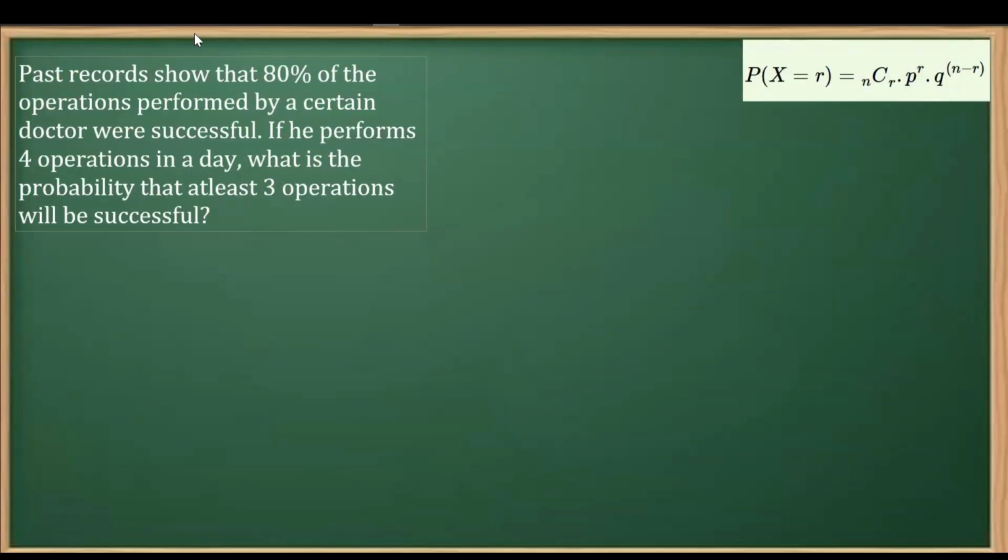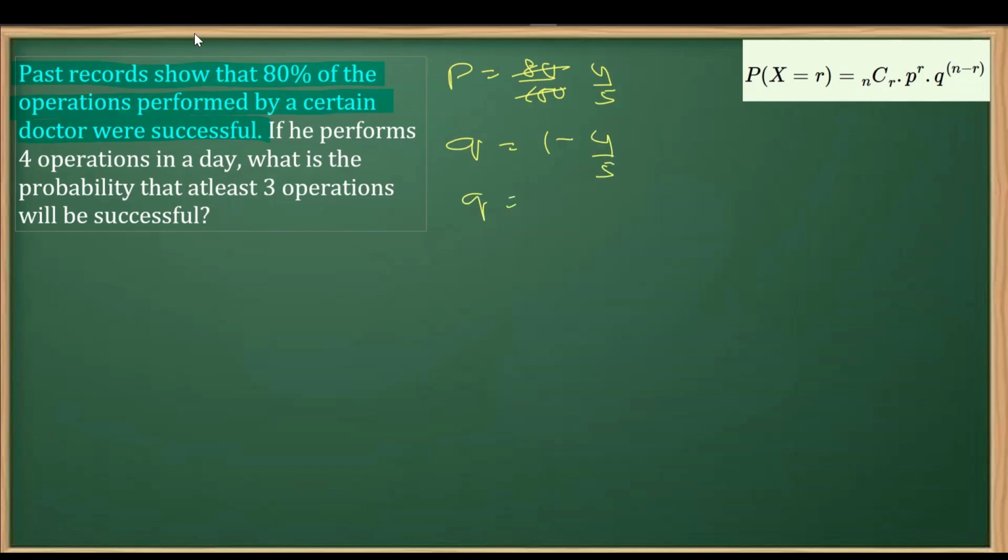In this question from the chapter probability, it says past record shows that 80% of the operations performed by a certain doctor were successful. So we can figure out from here that success rate is 80%, that is 80 over 100. 80 over 100 can be reduced to 4 over 5. And then we are going to get Q, which is failure, which is 1 minus P, and P is 4 over 5. So it implies Q is 5 minus 4, that is 1 over 5.